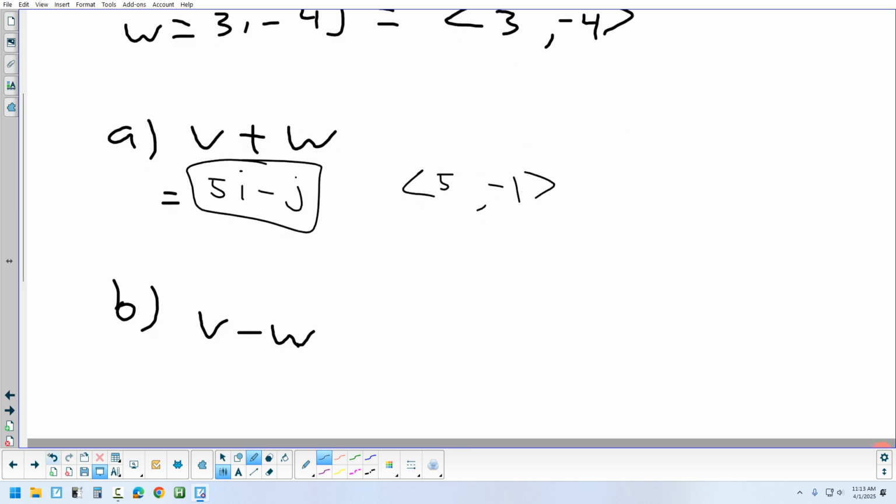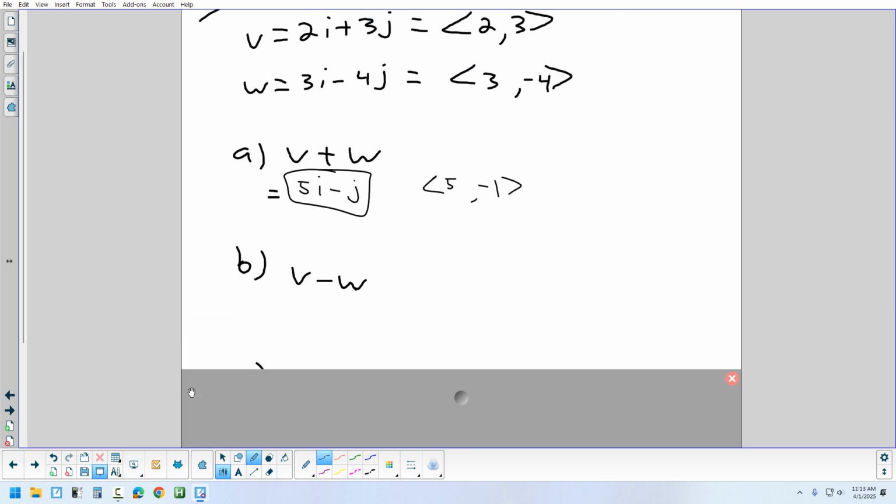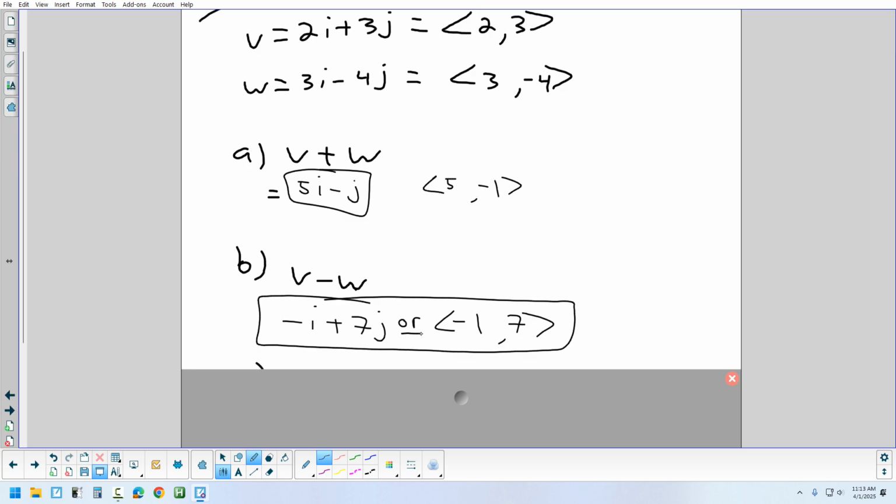So that takes the place of stacking them up and then drawing it in. All right. Let's try v minus w. Okay. Anyone think they can tell me what v minus w would be in unit vector notation? Yeah, Charles? -i plus 7j. Yeah. And how about in the other format? -1, comma 7. Yep. You're not going to have to write both notations on the test. It's going to be one or the other. But you might see both notations throughout the entire test.